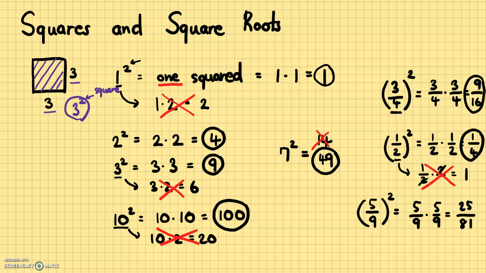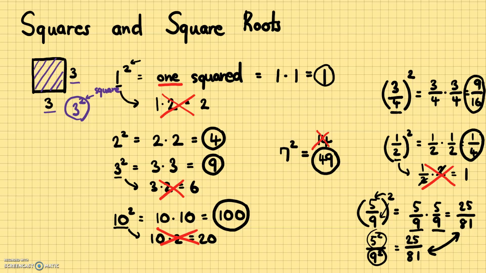Or another way to do this is you can distribute the square to both the numerator and the denominator. So you can rewrite that as 5 squared divided by 9 squared. 5 squared is 25. That's 5 times 5. 9 squared is 81. That's 9 times 9. You get the same answer either way. So you can write it as multiplying two fractions together, or you can write it as distributing the square to the numerator and the denominator.